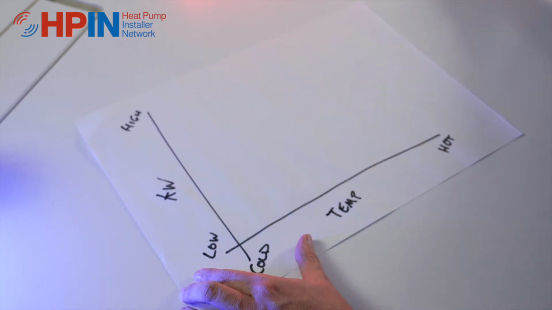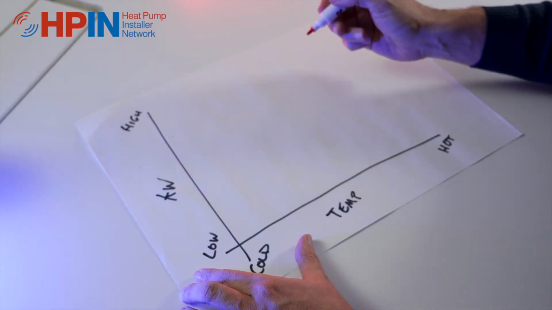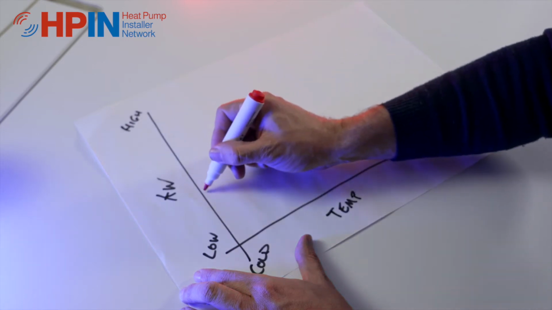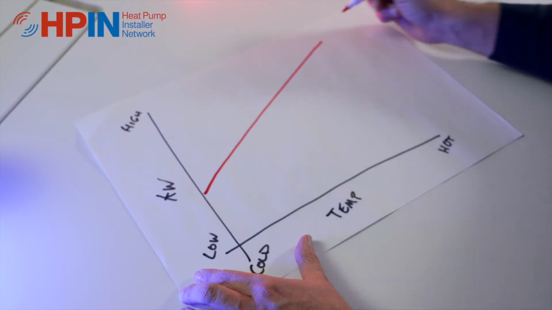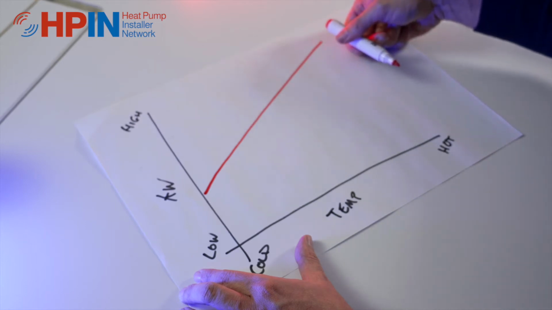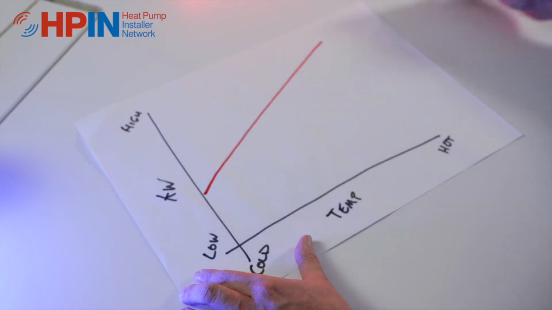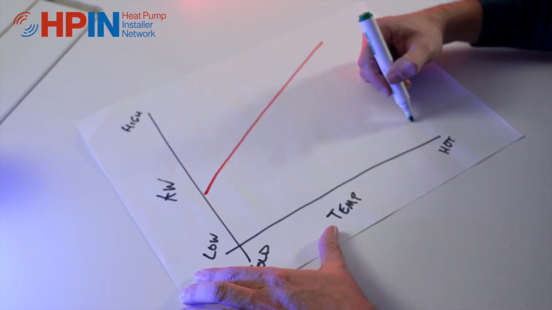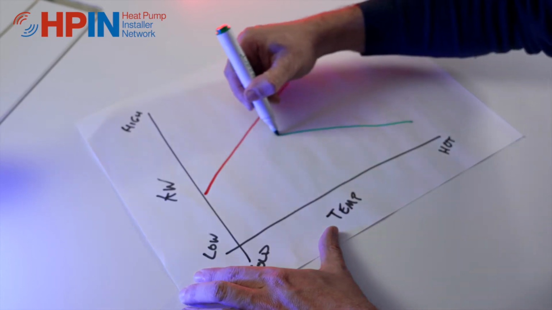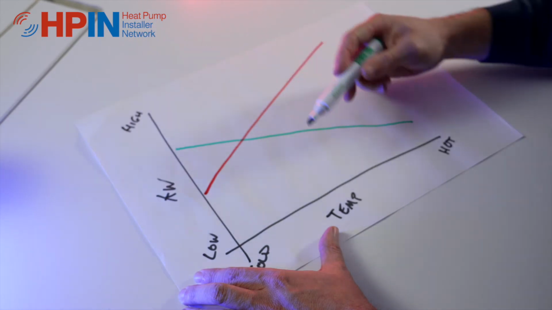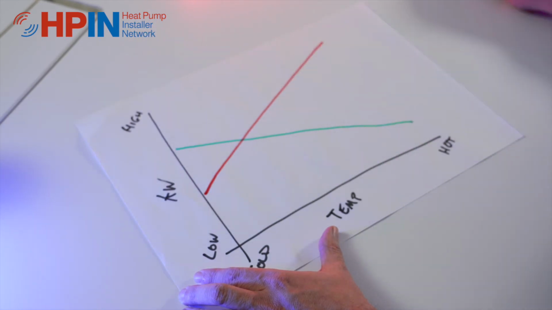So if I draw my heat pump, the colder it is, the less kilowatt output it's going to give. So that gives us a graph like this. When it's hot outside, we get nice big kilowatt output. When it's cold outside, we get much, much lower. Now my house itself, the colder it gets, the more kilowatts I need to heat it up. And you'll notice they cross over.